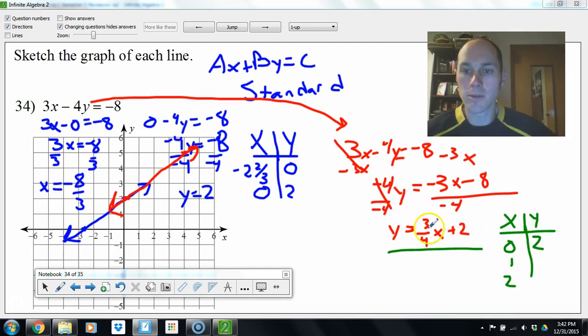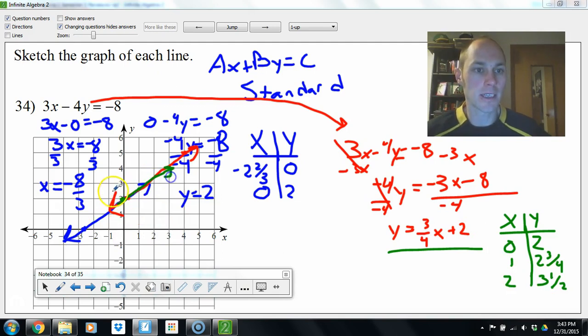Put in 1. 1 times 3/4 is 3/4, plus 2 is 2 and 3/4. 2 for x, 2 times 3/4 is 1.5, plus 2 is 3.5. That gives me some points that I can plot on my graph. So 0, 2. Common point. We've used it for all the other ones. 1, 2 3/4, and 2, 3.5.